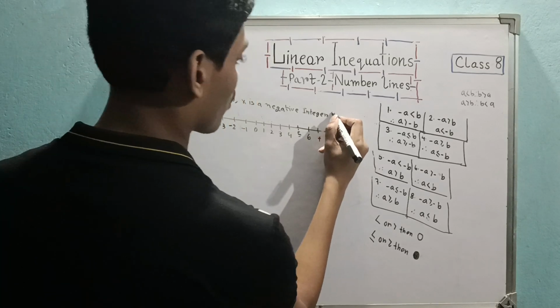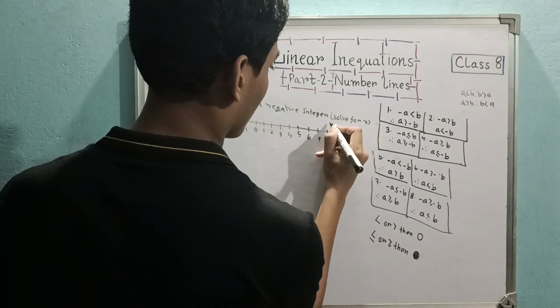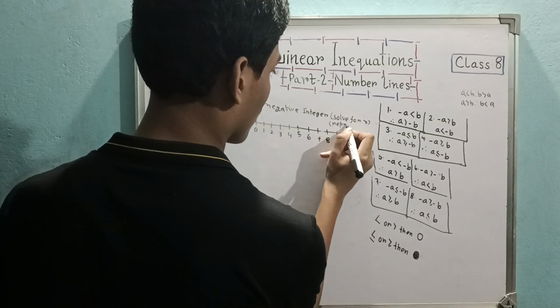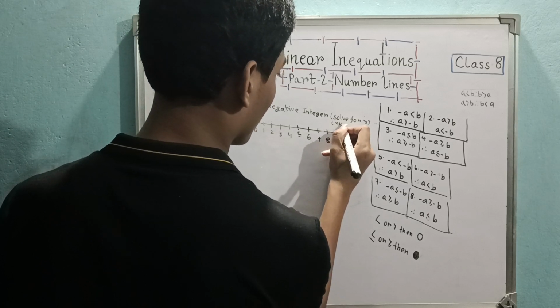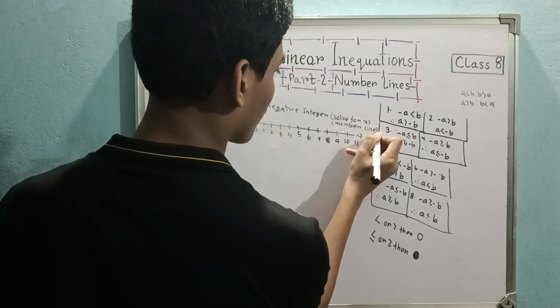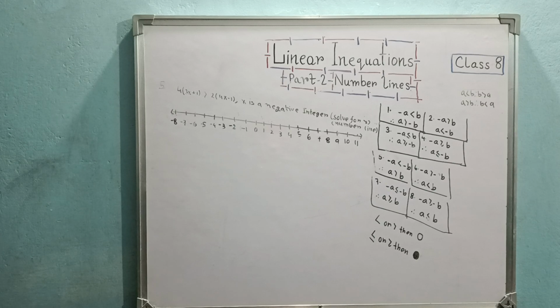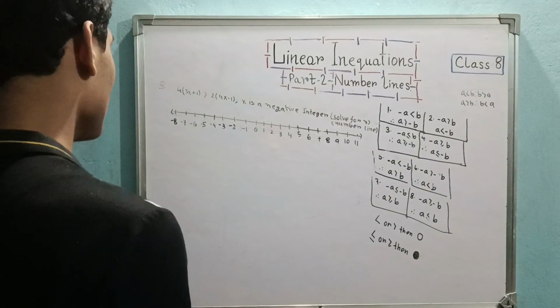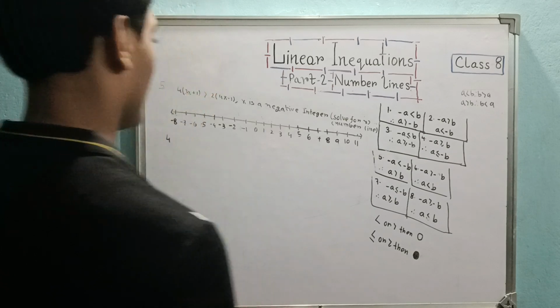There is a question: solve for x, represent on number line. Okay, I'm simply writing number line, okay? Understand it's represent on number line because all questions will be same. The equations again they will be different. So 4 into 3x plus 1 greater than 2 into 4x minus 1. Let's quickly solve this. Negative integer.